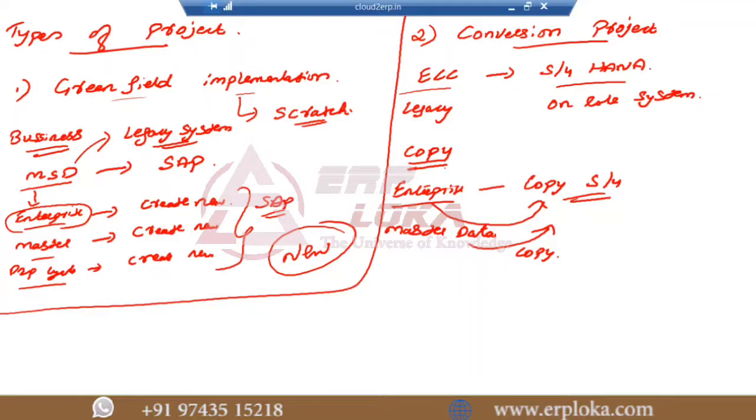That is the main difference between greenfield implementation and the conversion project. In greenfield implementation, you are doing everything new from scratch. Whatever you are doing right now in level 1, you are going to create the enterprise structure and the master data, all from scratch. That is greenfield implementation. When we say conversion project, we are just copying the data from the existing system, that is ECC, to the S/4HANA system.